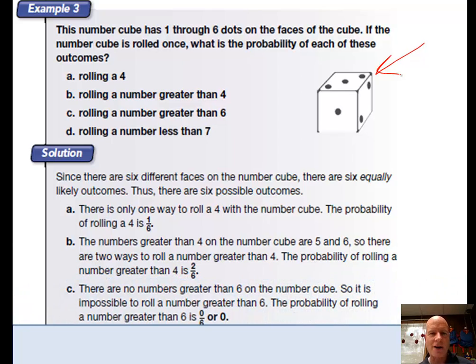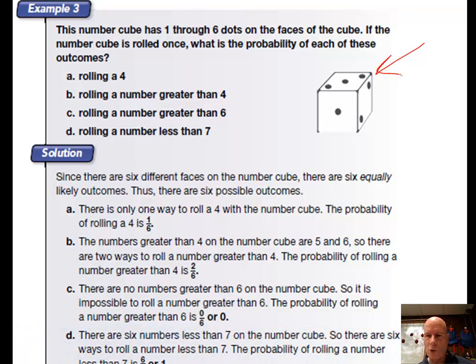Rolling a number greater than 6, there's only 1 number greater than 6, and that number would be 7. So that would be 1 out of 6. Or 0 out of 6, I'm sorry. There's only 6 sides to the number cube, not 7. So the probability of rolling anything larger than a 6 would be 0, absolutely no probability, because it only goes to 6, so you can't roll anything larger than a 6. And rolling a number less than 7, well, all the numbers on a cube are less than 7, so your probability of doing that would be 6 out of 6, or 1.